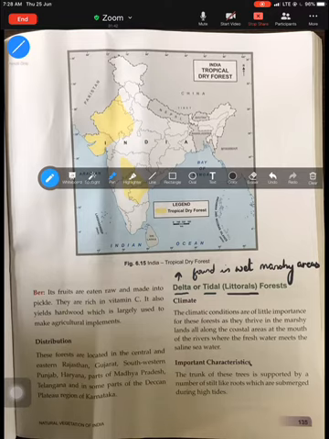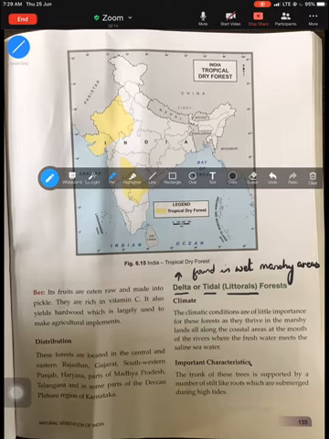Now, these forests are very, very important because they support a lot of coastal fisheries. We even get wood timber from such forests, and it is home to a variety of living organisms. So that's why such forests are very, very important, because they support coastal fisheries, supply wood, and are home to wild varieties of flora and fauna.